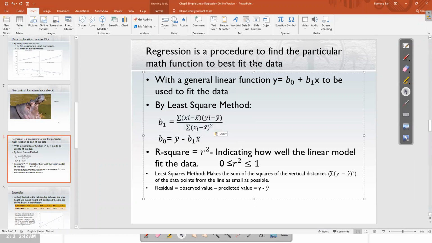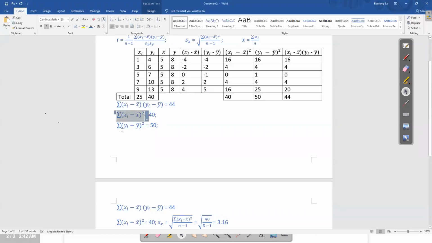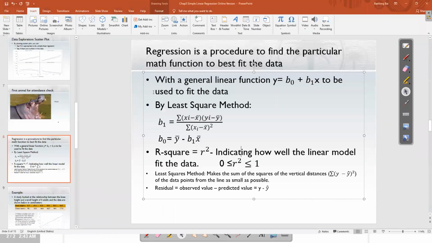And then the other one is the sum of (xi minus x bar)(yi minus y bar). This is not something big, but it will be better if it's fixed. So this is the formula to calculate B1. Once you calculate B1, you can calculate B0 after, right? So always calculate the slope first and then the intercept.